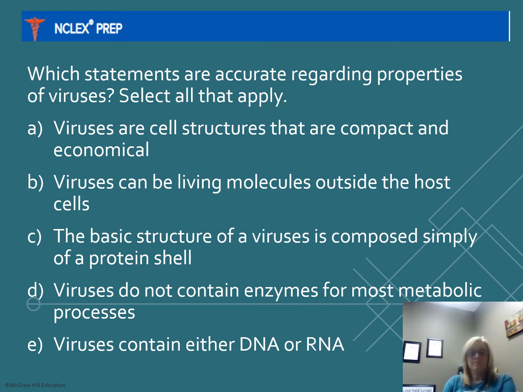So after all that, hopefully you've picked your answers, and the answers here are going to be D and E. Viruses do not contain enzymes for metabolic processes, which is one of the reasons they're not considered living. And they do contain either DNA or RNA. They can have either one. And remember, sometimes they can convert one to the other. And that's what we call a retrovirus, okay?